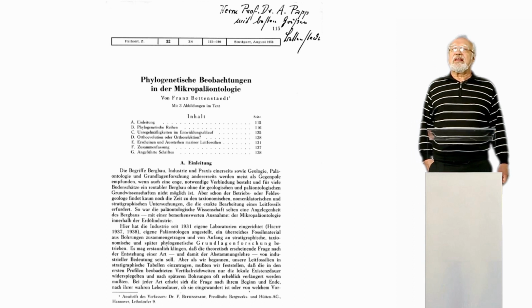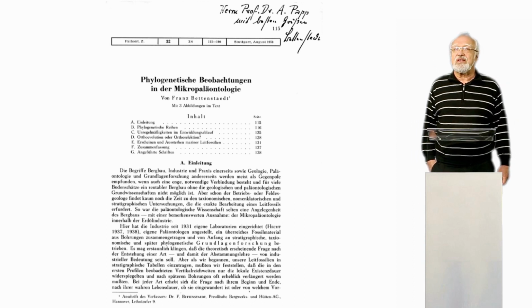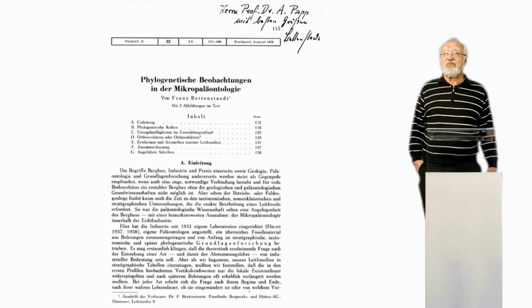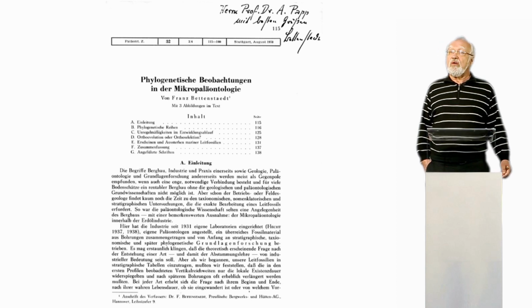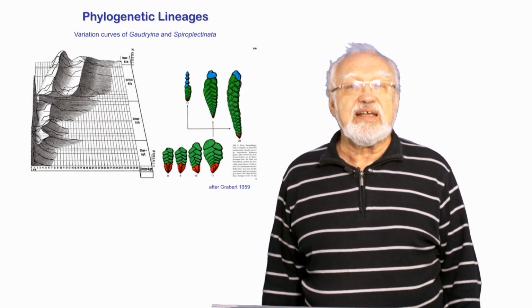And finally, one of the very important names, where I don't have a picture, is Franz Bettenstaedt, a German micropaleontologist working for oil industries, mainly in the Cretaceous, so in the last period of the Mesozoic, on deep water benthic foraminifera. And in such deep water sediments, there is a continuous transition of the sediments. Therefore, lines in microfossils can be found in these sediments.